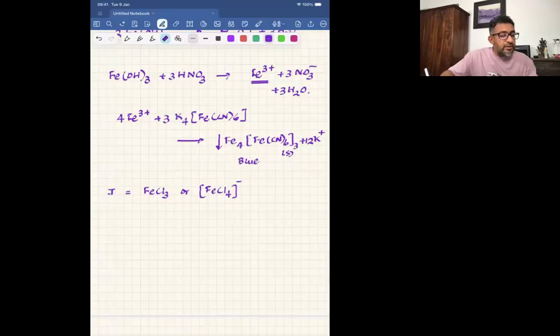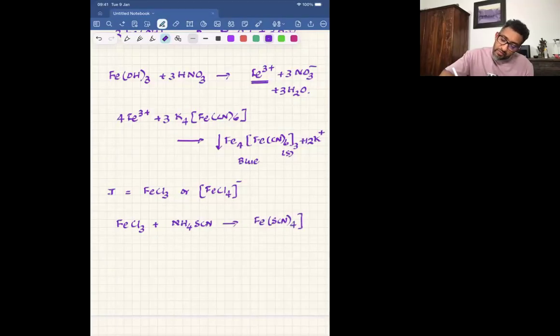Now to this you add ammonium thiocyanate. So let us say ferric chloride. If you add ammonium thiocyanate, what will happen? It will give you Fe(SCN)₄⁻, so for that you need 4 of them, and then 4 ammonium ions. And how many chlorides? 3 chloride ions.